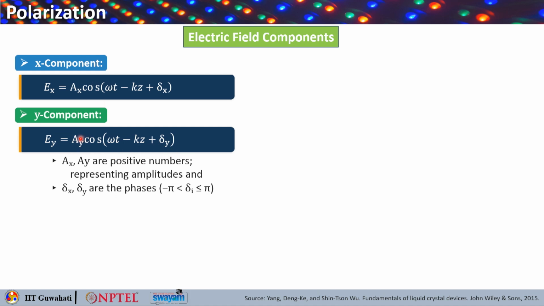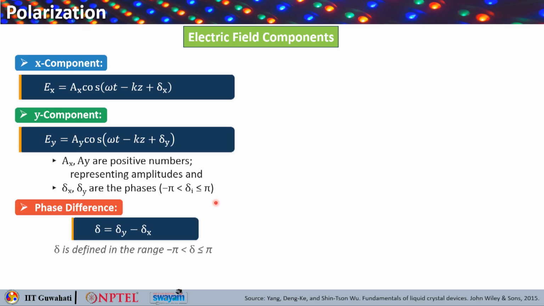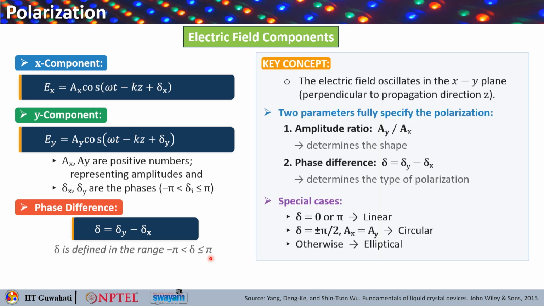Ax and Ay are basically the amplitudes, they are positive numbers. Delta x and delta y are the phases, where each phase lies between minus pi and plus pi. So, how do we calculate the phase difference? It can be calculated as delta y minus delta x, and this phase difference will also be within the range of minus pi and plus pi.